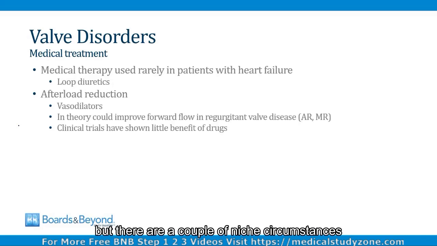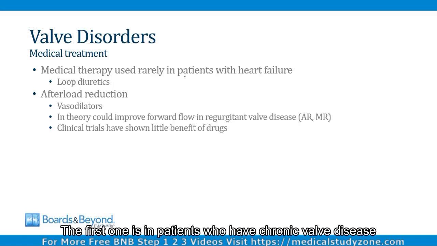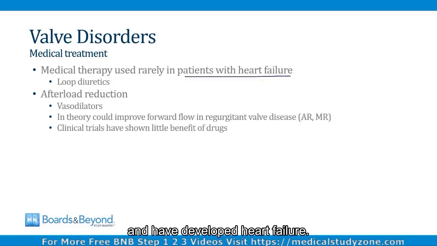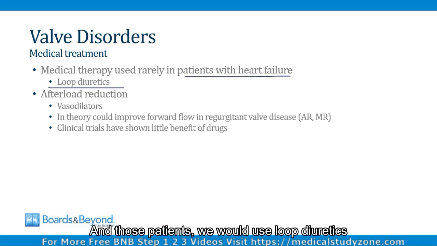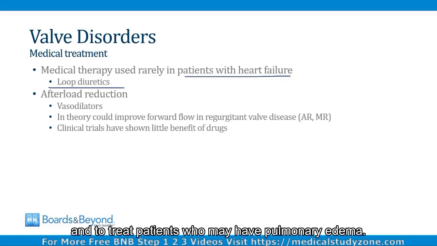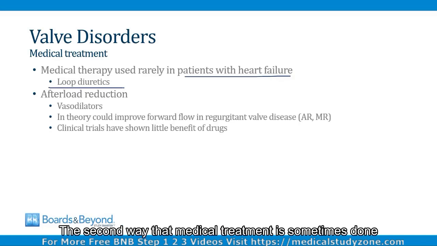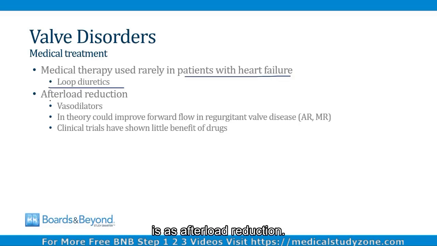a couple of niche circumstances where sometimes we use medical therapy. The first one is in patients who have chronic valve disease and have developed heart failure. In those patients, we will use loop diuretics to reduce the intravascular volume and to treat patients who may have pulmonary edema. The second way that medical treatment is sometimes done is as afterload reduction.